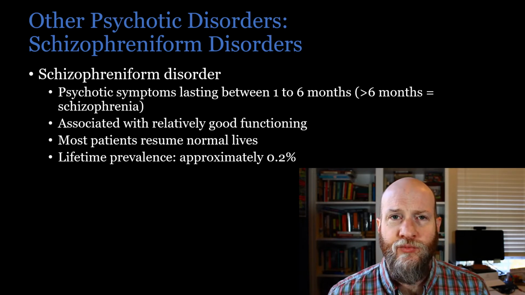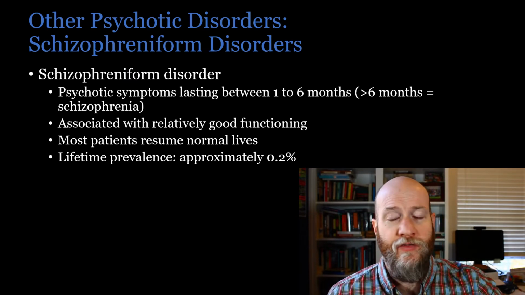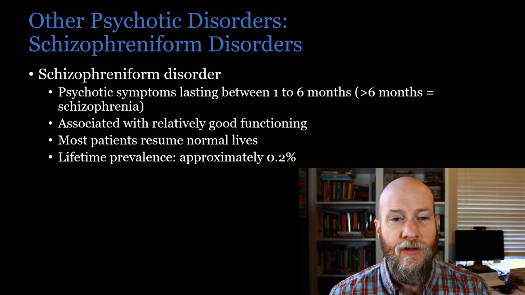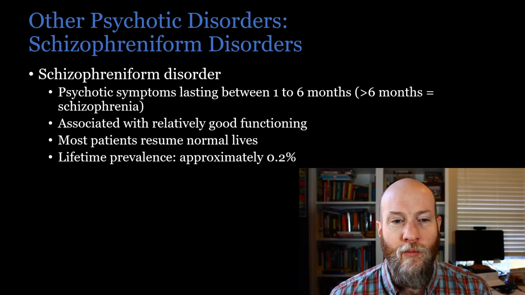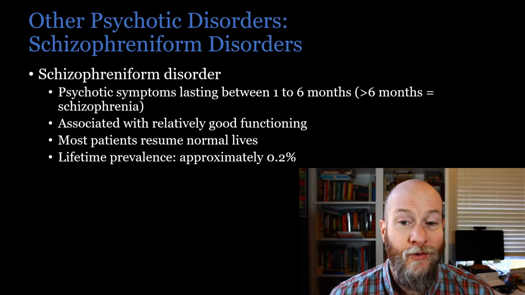Schizophreniform disorder is really more of an acute manifestation of similar symptoms. So it tends to last between 1 to 6 months. If it's greater than 6 months, we start referring to it as schizophrenia. It is associated with relatively good functioning, which differentiates it again from traditional understanding of schizophrenia. Most patients who are diagnosed with schizophreniform disorder, who go through this acute episode of these symptoms will resume a normal life. It's extremely rare. Lifetime prevalence is about 0.2%. So it's not something you see very often, but it is a sort of acute, shorter term, less chronic version of schizophrenia with much better prognosis and much better general functioning.